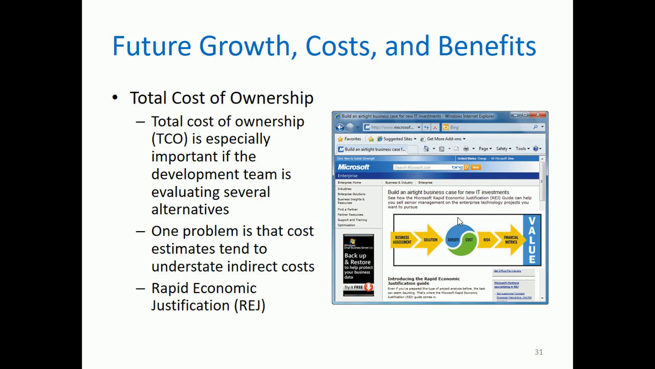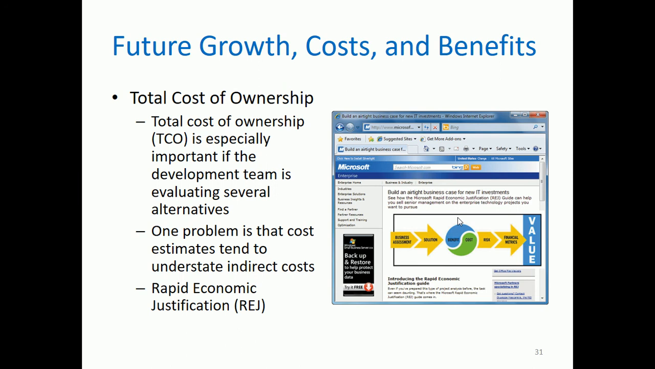Okay, next we have the total cost of ownership. The TCO is especially important if the development team is evaluating several alternatives. So which is better, which costs less, which is more cost effective. One problem is that cost estimates tend to understate indirect costs. So you also have to consider indirect costs, such as the rent of the building, the water bill, or the electric bill. That would be the indirect costs.